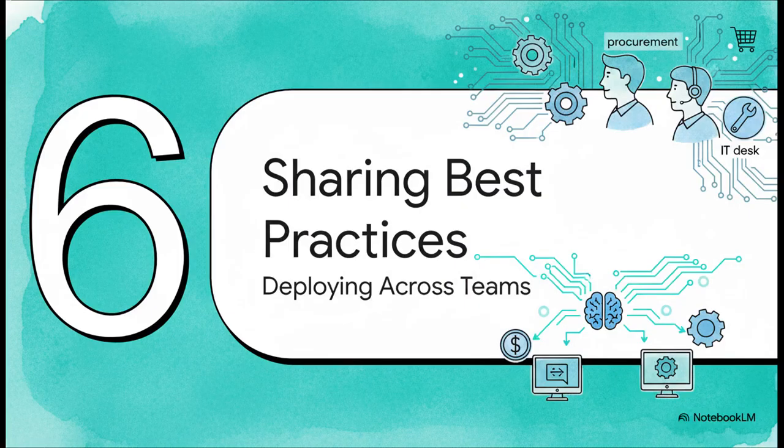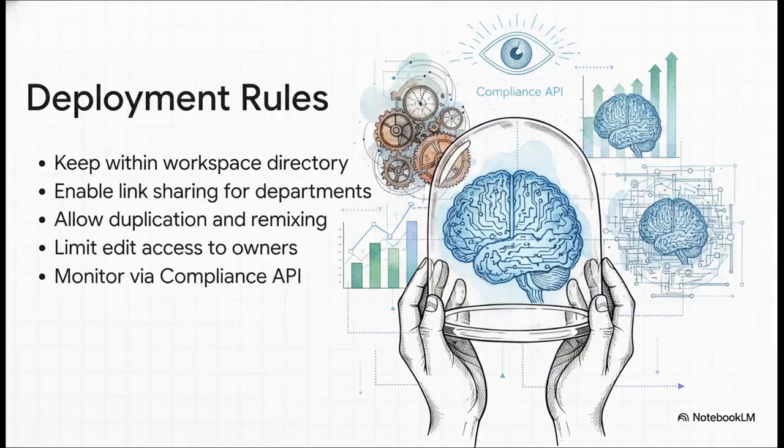Number 6. Best practices for sharing. Finally, to deploy this across the organization safely, we have to follow these exact governance rules. First, keep the agent securely locked within the company workspace directory. You can use simple link sharing to deploy it to specific departments as needed.